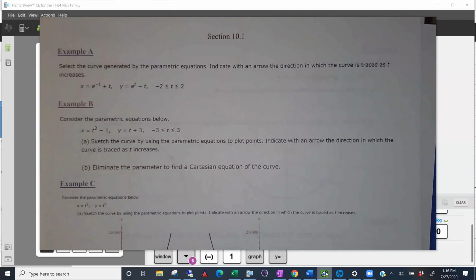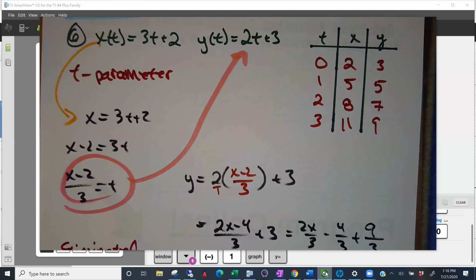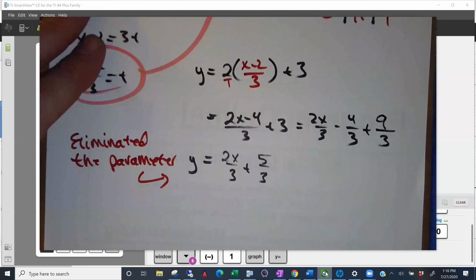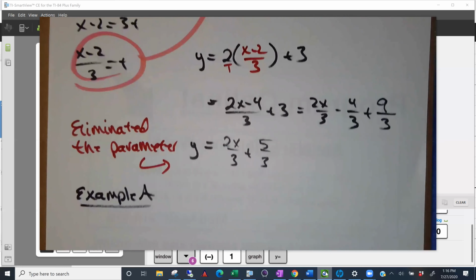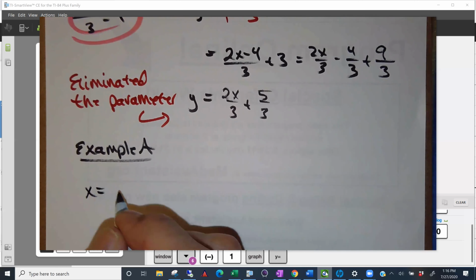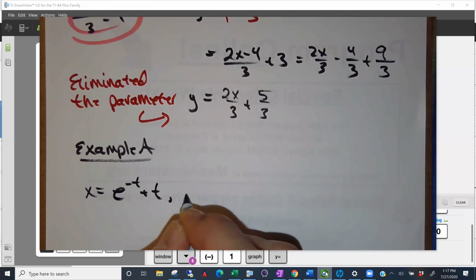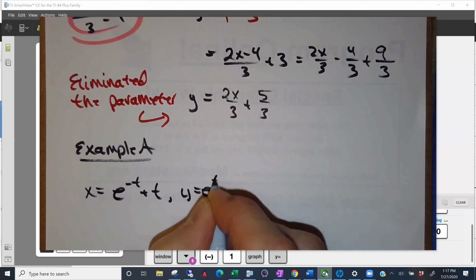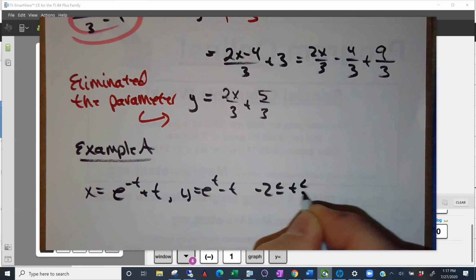So the next one we're going to work on is this one, and I'll write it down as well. So let's see. Call this example A. Even though we already did an example, you could say arguably that was my example A, but it's my class, so I'm going to call this one example A. x is e to the negative t plus t, and y is e to the t minus t, for -2 less than or equal to t less than or equal to 2.